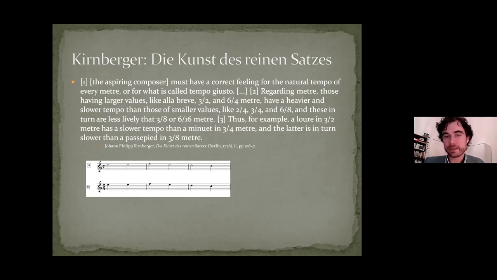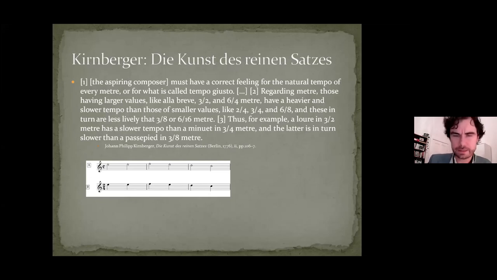Now, in the first sentence, Kirnberger states that there is a natural tempo associated with every meter, which students of composition should make themselves familiar with. The second sentence establishes that this natural tempo, or tempo giusto, has a slow and heavy pulse in meters with large note values like 3/2, alla breve, and 6/4, which gets progressively quicker in meters with shorter note values, such as 3/8 and 6/16. It should be noted here that the word pulse refers to minims in alla breve, crotchets in common time, etc., and that therefore minims in alla breve are slower than crotchets in common time, as the third sentence also implies.